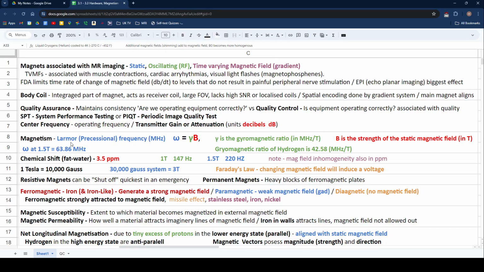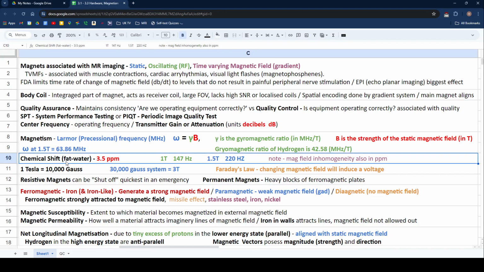So magnetism, the Larmor precessional frequency here is the gyromagnetic ratio times the magnetic field strength in Tesla. So this gives at 1.5 Tesla, it's going to be 63.86. The gyromagnetic ratio of hydrogen is 42.58.